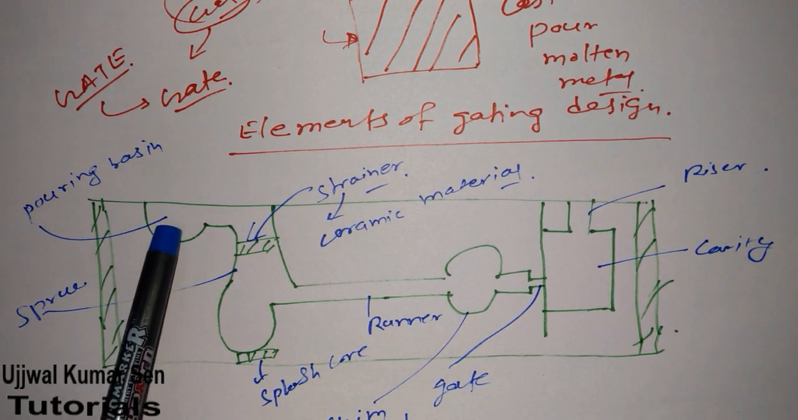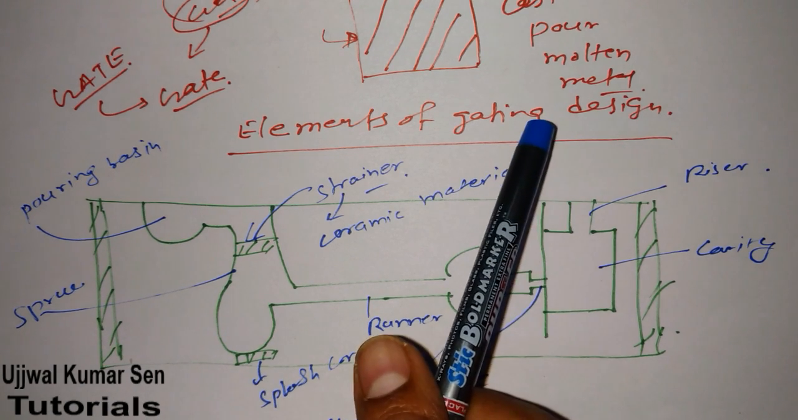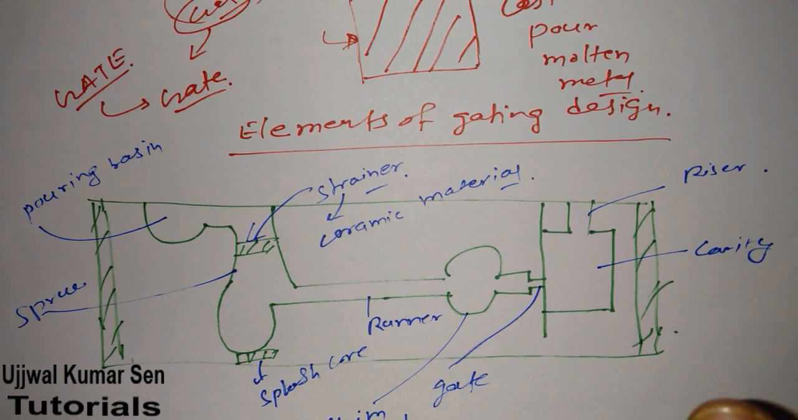So we pour molten metal here, then it goes from here to the gate, and then it goes out through the riser. The riser is provided because of shrinkage allowance and all that. So this is all about the theoretical part. I must share it with you, that's why I am sharing.